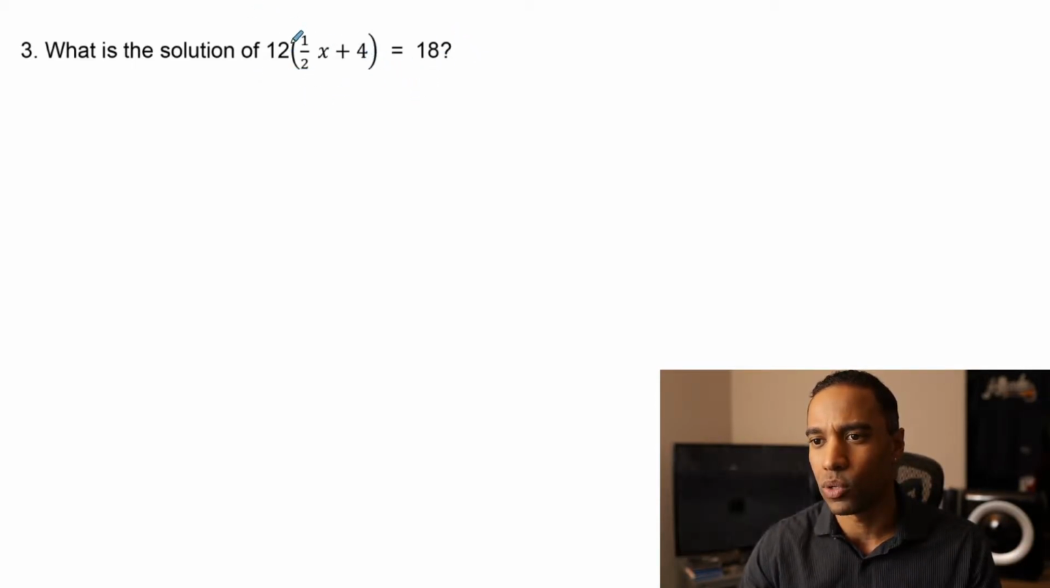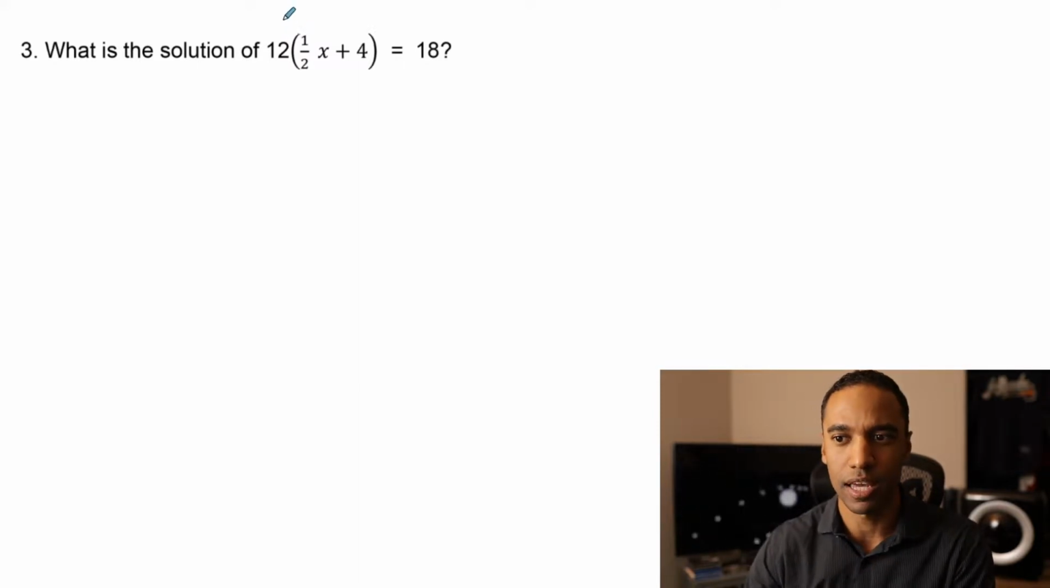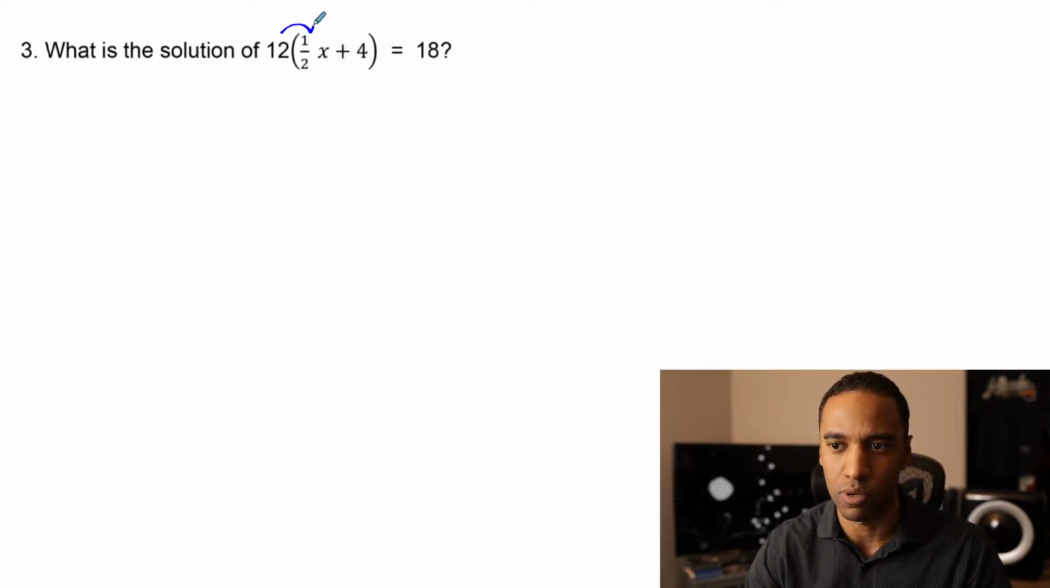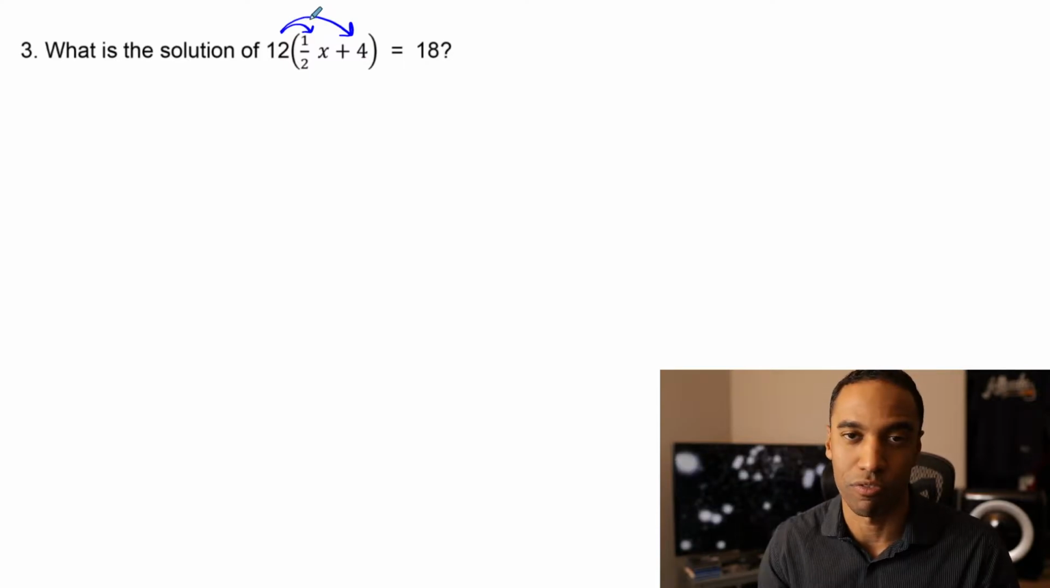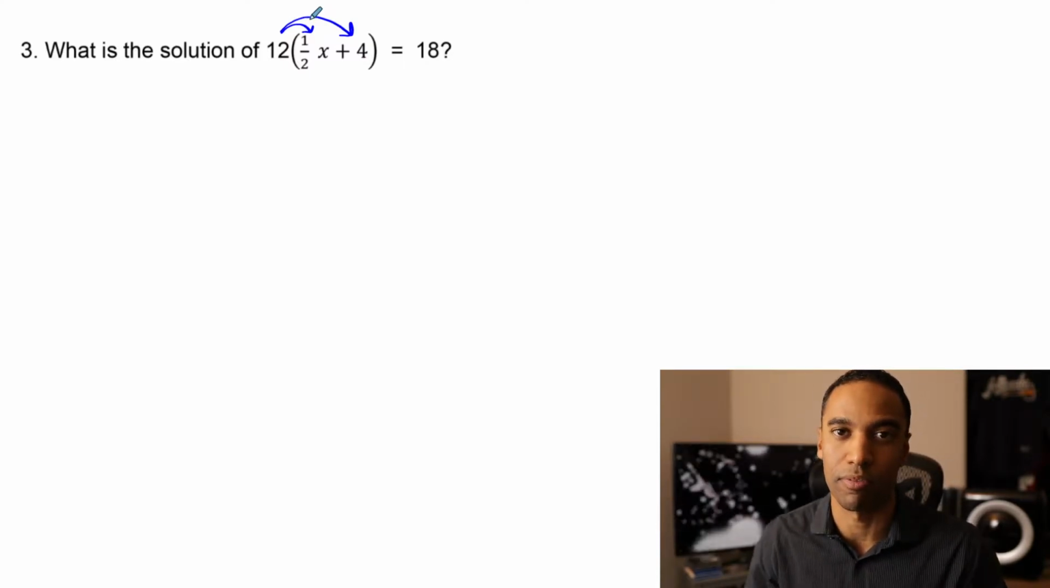The other reason I don't want to do it is because if I do multiply 12 into this quantity, which, by the way, is a distribution step, I'll talk about that, then I get to do 12 times 1/2. 12 times 1/2 is actually an integer. I won't be left with a fraction anymore if I distribute. So I'm going to prefer to do that.